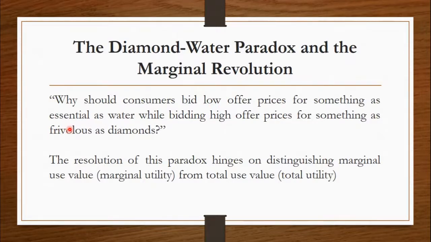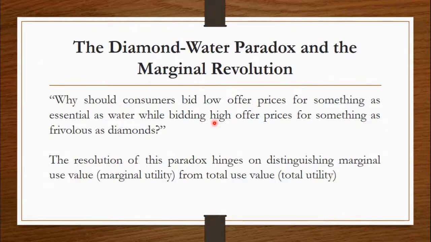Tubig is good, so it is useful. Di ba, people should be more willing to offer high prices for it because it is useful. While on the other hand, they offer high prices for diamond, which is not really a necessity, di ba? It's just a want but not a need. So why is diamond more expensive than water?